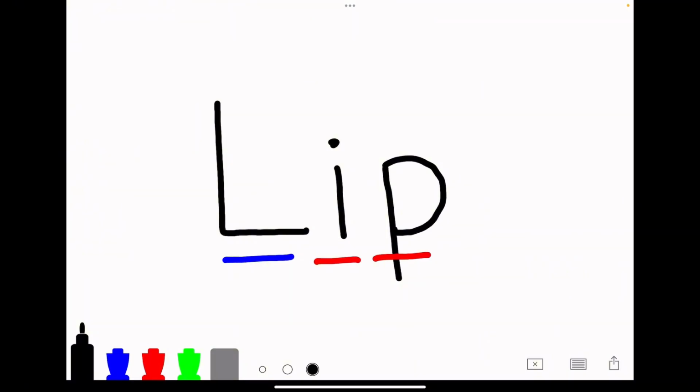And we're going to write the word lip 4 times. The first 2 times we're going to write the word lip using capital L, or you can call it big L. And then the next 2 times we're going to write the word lip, we're going to be using lowercase l, or you can call it little l. So let's get started with writing the word lip using capital L first.